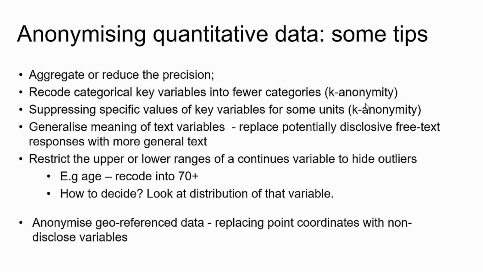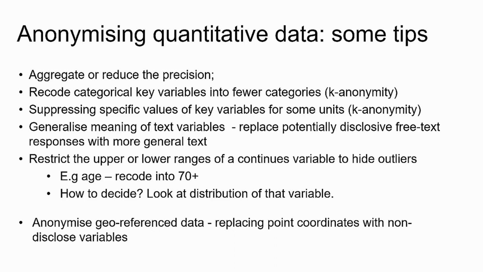Okay, so then we have some tips on how to go about anonymizing or pseudonymizing. Of course, we have aggregation, so reducing the precision, depending on where this applies. I think some of this also applies to qualitative data. For location, for example, we might aggregate from a village to a city or to a county. The more we aggregate, the less precision we have, and the less disclosive it can be.